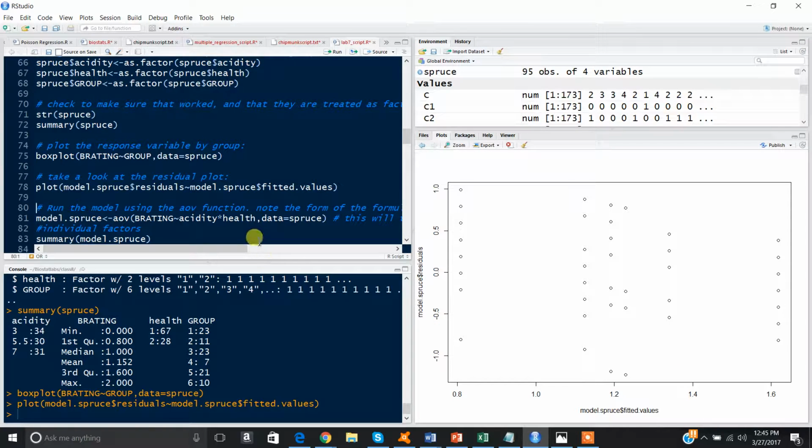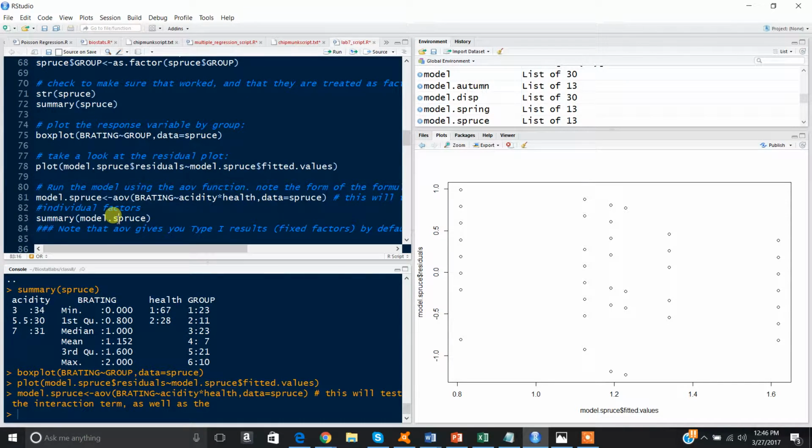Okay, so since all of our assumptions seem to have been met, we can create and run the model. So we're going to run an ANOVA using the aov function. Our response is B rating, and we're going to test for an interaction between our 2 predictor variables. This star or multiplication symbol is used to represent that interaction term. So this model essentially will test the interaction term, but also the individual factors.